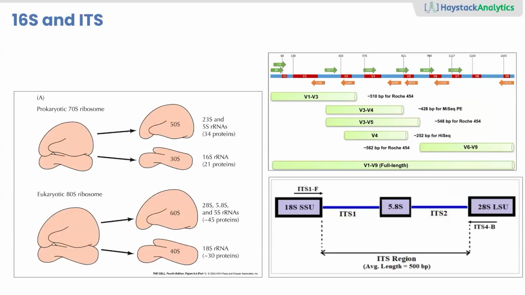So this is the 16S and ITS region. 16S covers all the bacterial genomes: prokaryotic 70S ribosomes, eukaryotic 80S ribosomes. So it covers everything. In prokaryotes you have 50S and 30S; the 50S has 23S and 5S RNA and 34 proteins, whereas the 30S with 16S RNA has 21 proteins. In eukaryotes, the 60S has almost 45 proteins, and the 40S has almost 30 proteins. So it covers all parts here. Next slide, please.